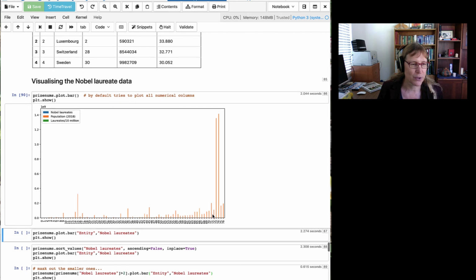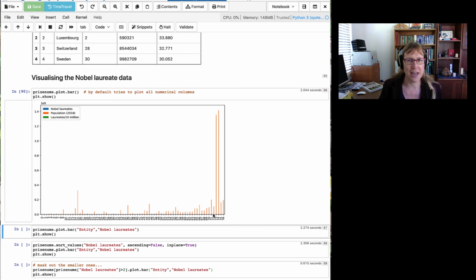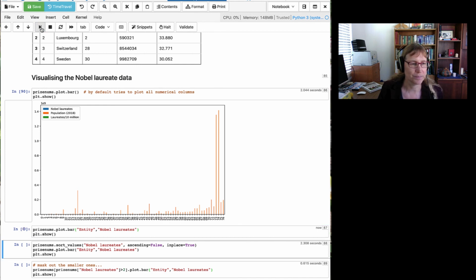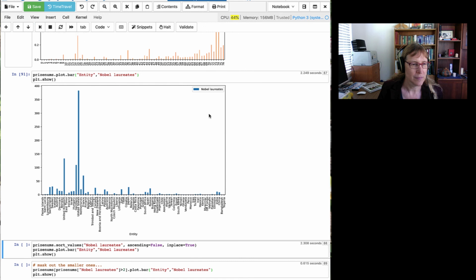So the first thing we want to do is relate the data to the countries. Okay, so the plot.bar allows us to put in what we want on the x-axis and what we want on the y-axis. So let's go ahead and plot Nobel laureates against the entity or the country they belong to. Okay, so getting better. So now we've got our entities or our countries along the bottom here, and here we've got the total number of Nobel laureates.